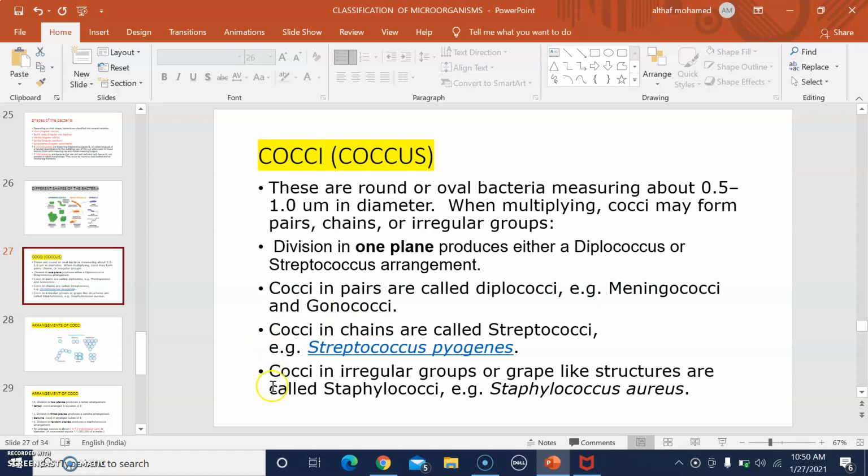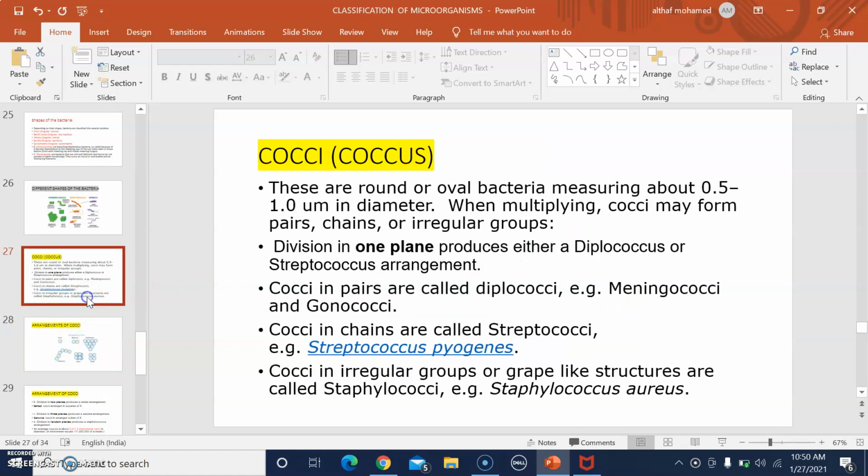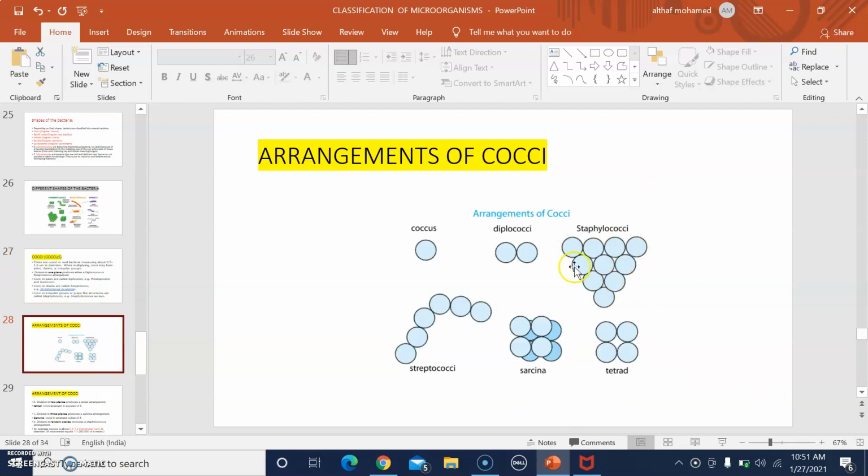Then another arrangement, if the cocci are in irregular groups or grape-like structures. Here look, this is the grape-like structure. This is called what? Staphylococci arrangement. An example for the bacteria having grape-like arrangement is Staphylococcus aureus. So this is single coccus, cocci in pair, cocci in chain, cocci in grape-like structure.